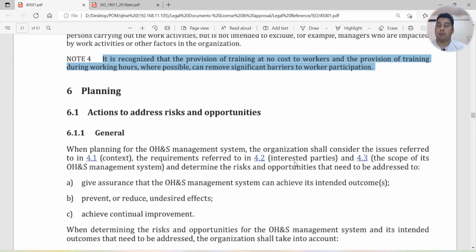Now we will start clause number 6, which is planning. We are still in the PDCA cycle. As you know, P stands for planning. So we have clauses 4, 5, 6 and 7. These 4 clauses come under P, plan.